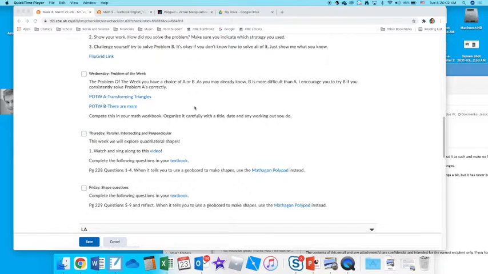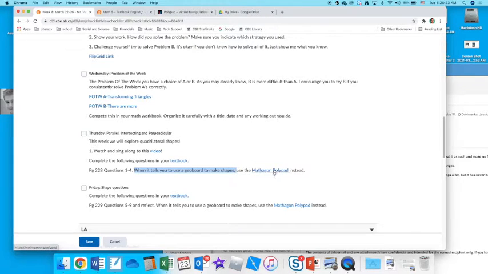Just going to talk to you about using a new tool for math. Now, we're going to take a look at Thursday's activity, which is page 228, questions 1 to 4. When it tells you to use a geoboard and make shapes, use the Mathagon Polypad instead.